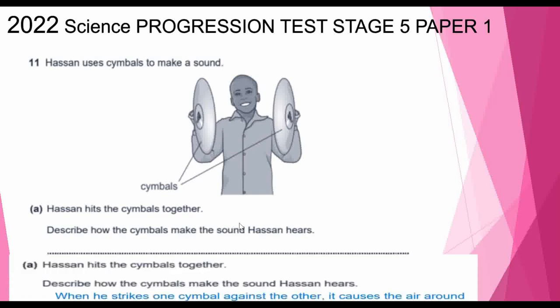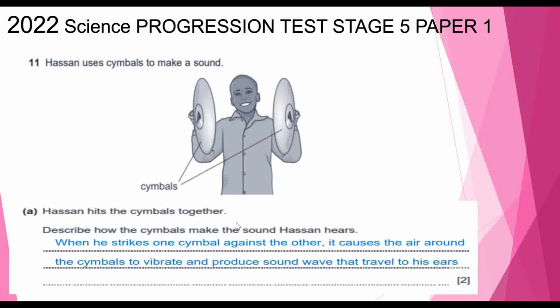So here we go. When he strikes one symbol against the other, it causes the air around the symbols to vibrate and produce sound waves that travel to his ears. Next.